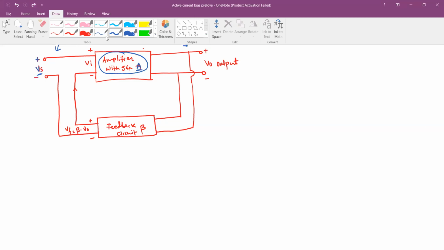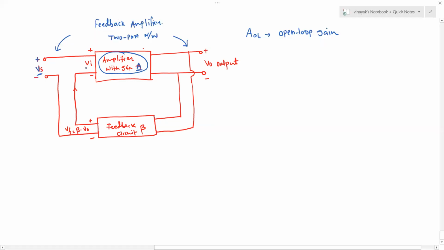Now we have this signal that is coming to the amplifier. The Vs is coming, and the output of the amplifier is VO. And now from the positive and the negative terminals of the amplifier, we take that output and we feed it back to the amplifier, and in between we place another circuit called the feedback circuit, and that is represented by beta.